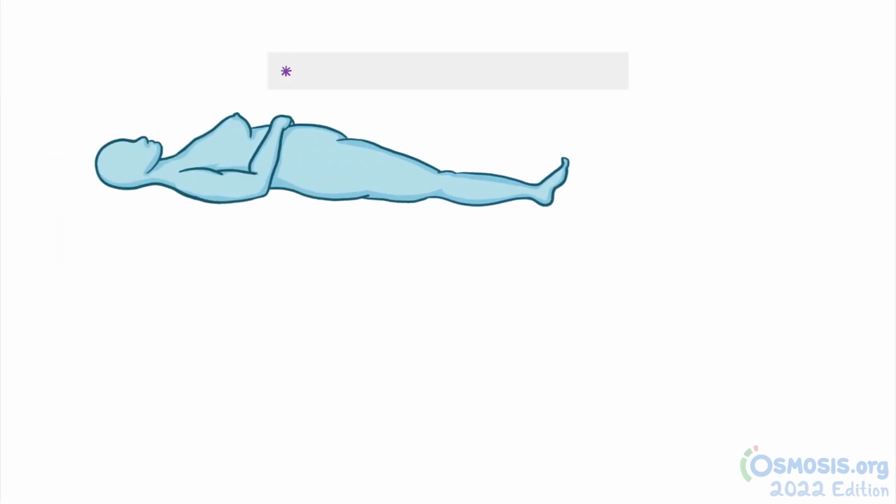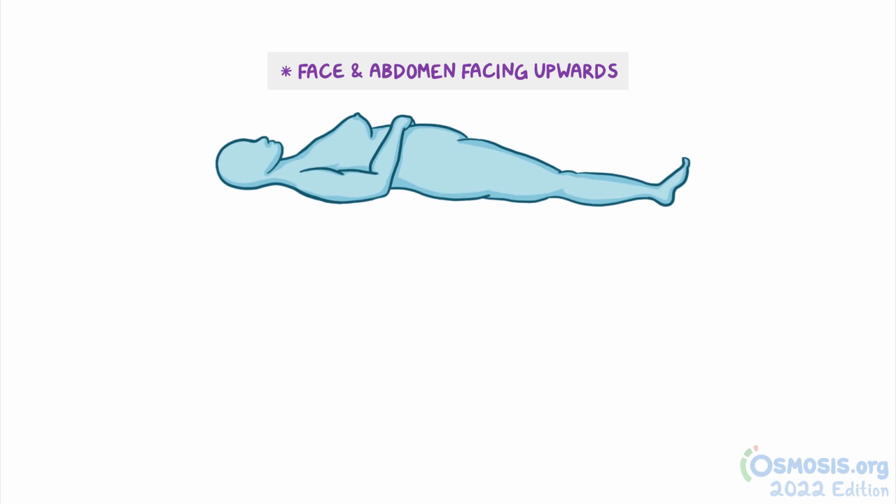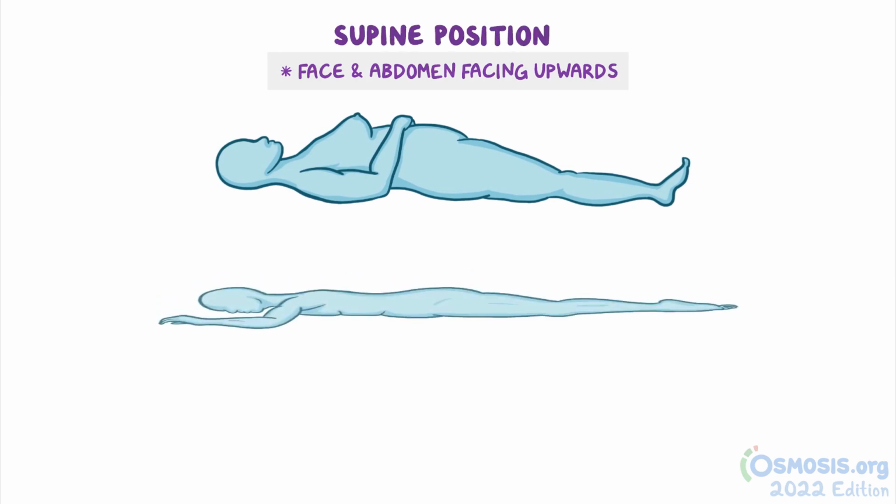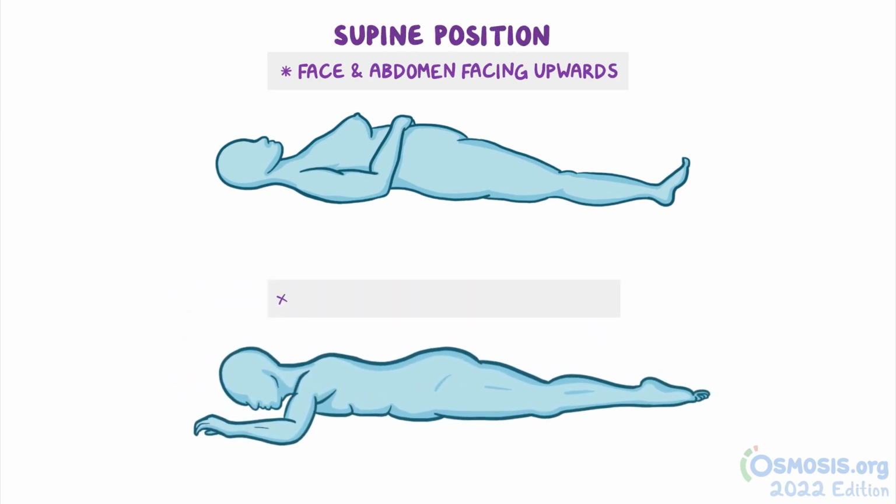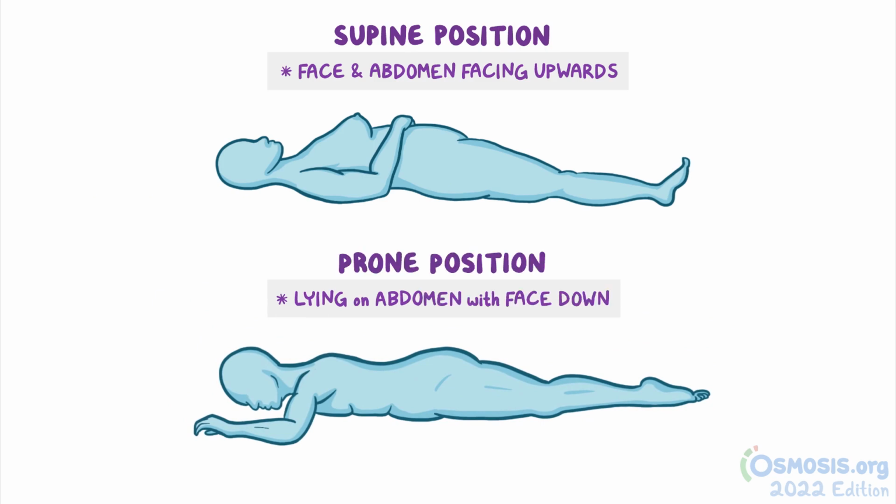Similar terms are used to describe the direction and position of a person when lying horizontally. So when a person lies on their back, with their face and abdomen facing upwards, they're in the supine position. On the flip side, literally, when a person is laying on their abdomen with their face down, they're in prone position.